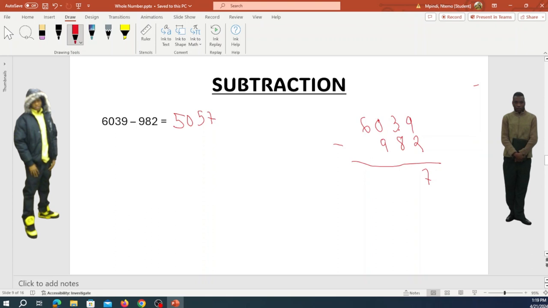So we have to borrow from 0 here. No, we cannot borrow from 0 because there's nothing there. So we have to borrow here. So when we borrow 1 here, instead of 6, it's going to be left 5. Because we borrow 1 from 6. So when we add here, it's going to be 10. Now, when 3 borrows from 10, it's going to be left 9. Okay? So we're going to put it right here.